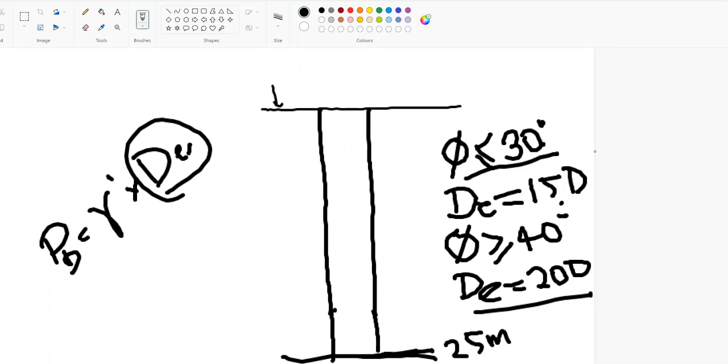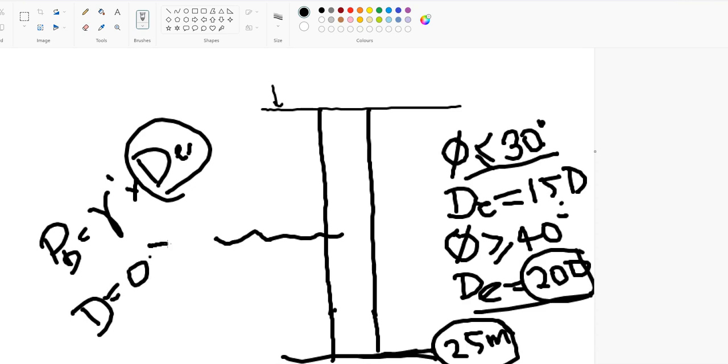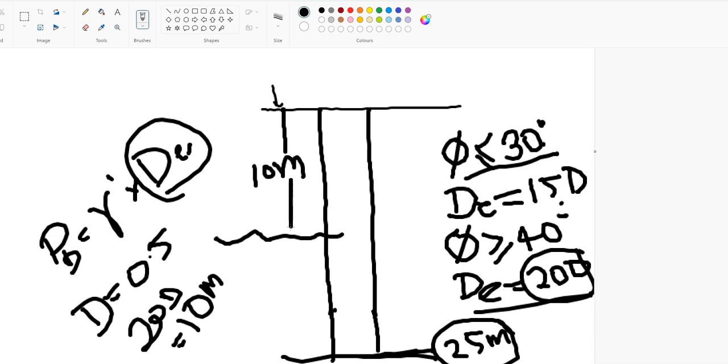Even if your depth is more than 20D, you will not go up to it. Say your diameter of the pile is 0.5. So 20D will be equal to 10 meters. Up to 10 meters your PD will increase, but after that it will remain constant, and here it will be the maximum PD. Sorry, I'll just rub it off.